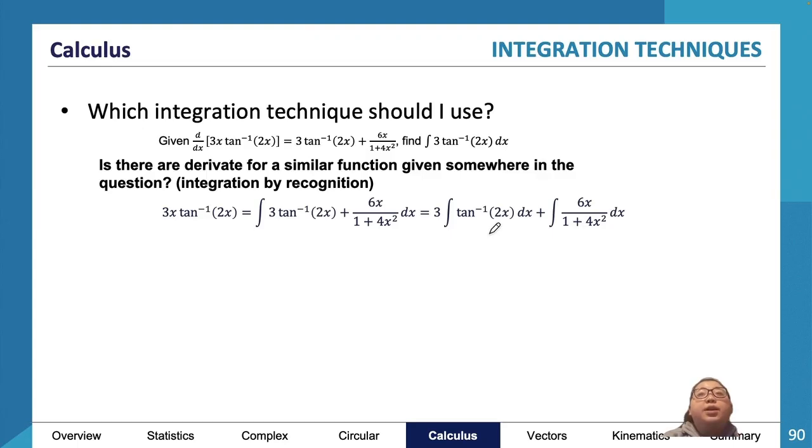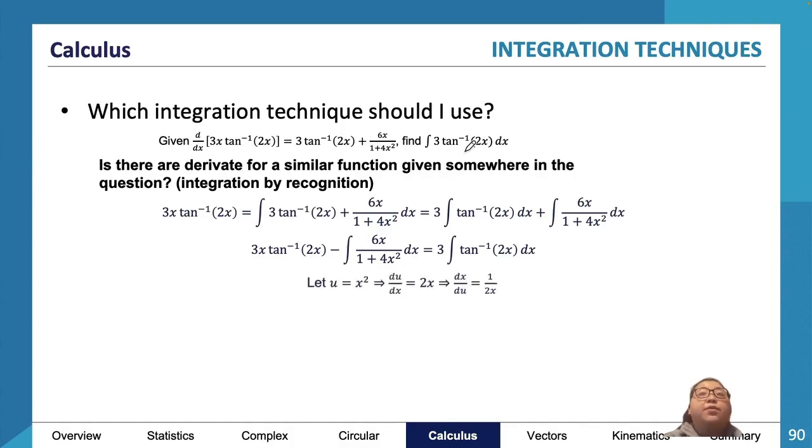Great. So now we can split that up into two components to get which part we want, and we want this first component here. So we're going to move that to the other side, so that we have only our 3 tan inverse 2x on this side, because that's the function we want. And then we've already found what the function we want is, so we can clean up this side here. So we'll have u equals x squared, and then du dx will equal 2x, and then dx du equals 1 over 2x.